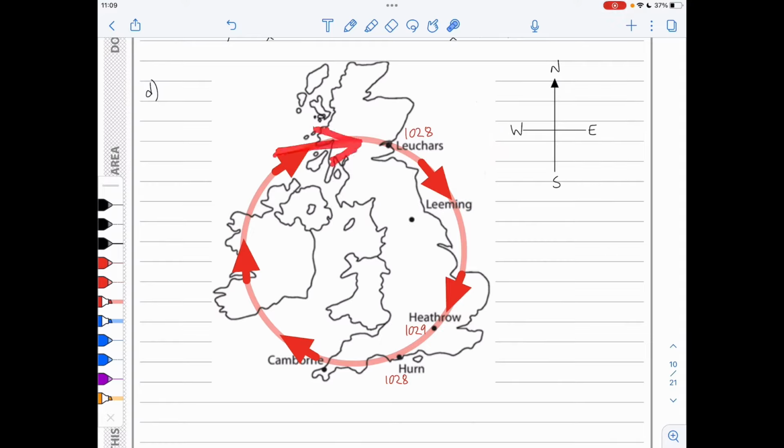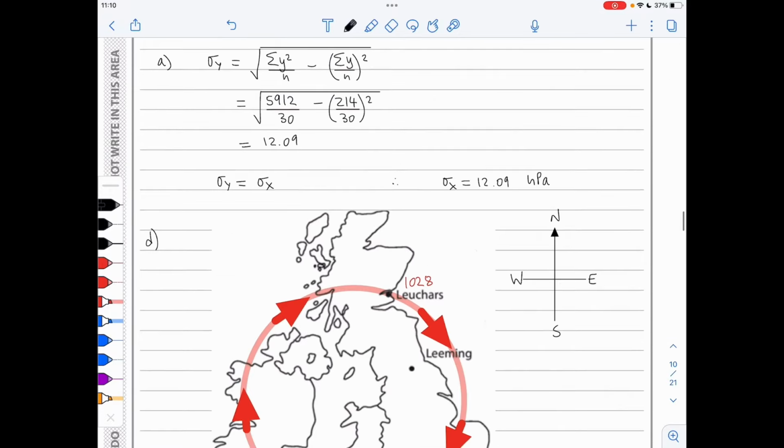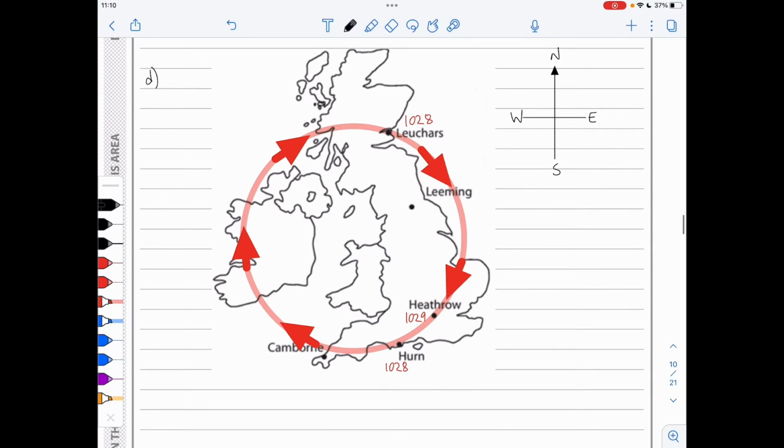So it's coming from the west. For Heathrow, it's coming northeast like this. And for Herne, it's coming like this, which is east. So going back to the table, I would say that the Heathrow is northeast, Herne is east, and Leuchars is west. So we need to write down the wind directions, and we take into account the relative position of each of these locations on the map, as well as the fact that on this particular day, these values indicate a region of high pressure.